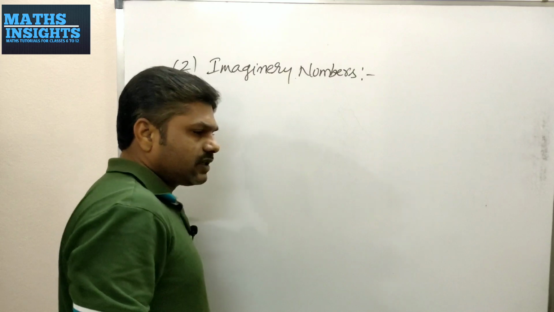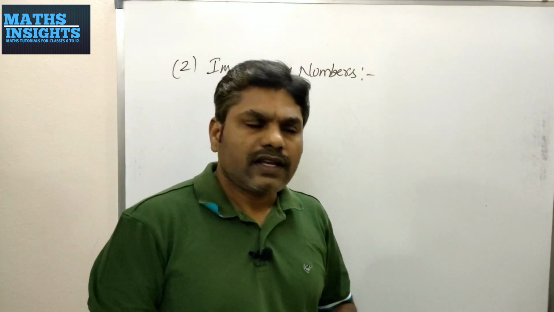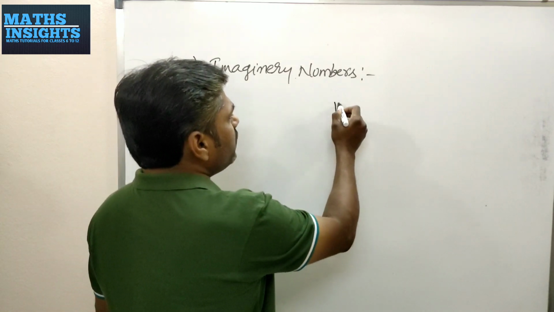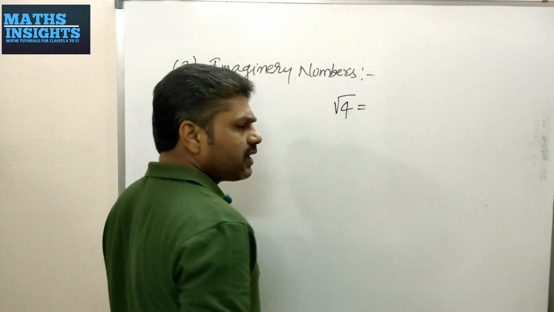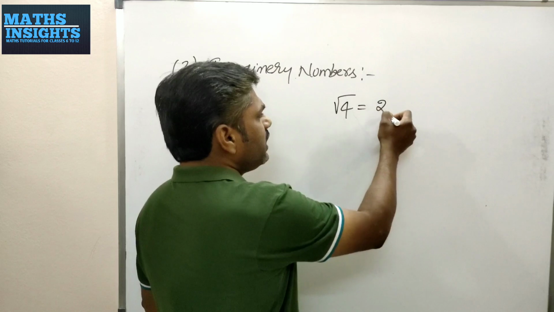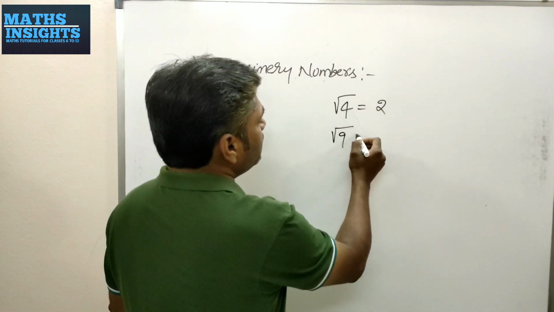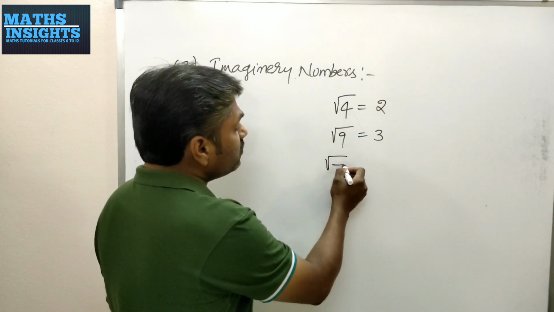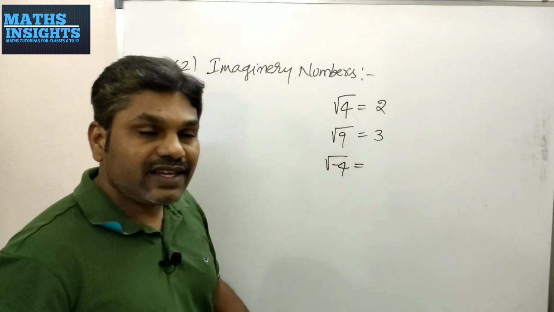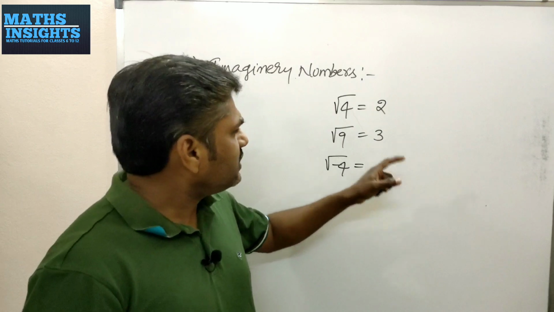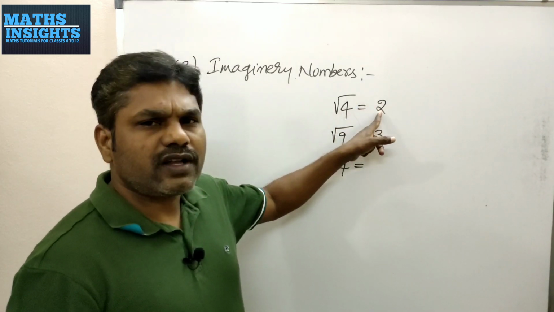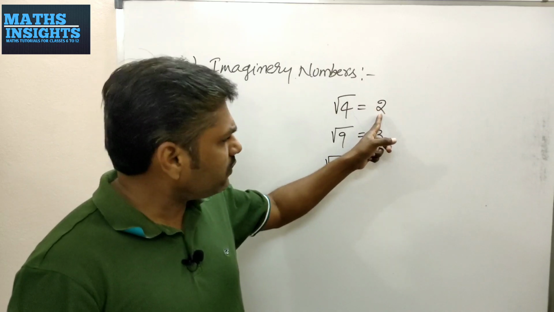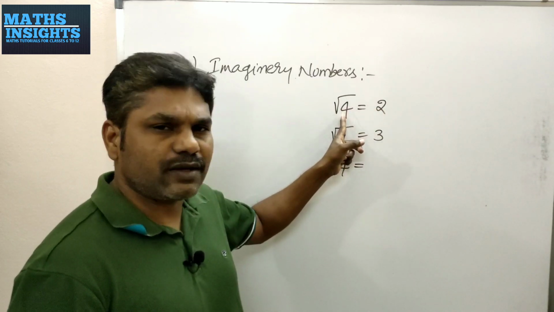Imaginary numbers. See, this is a different concept. Suppose if I want to find the square root of 4, I may write plus 2. If I want the square root of 9, I may write plus 3. But if I want to write the square root of minus 4, I cannot get the answer. See, square root and square are interrelated. If you take the square root, you will get a number, and if you square this number, you have to get the original number.